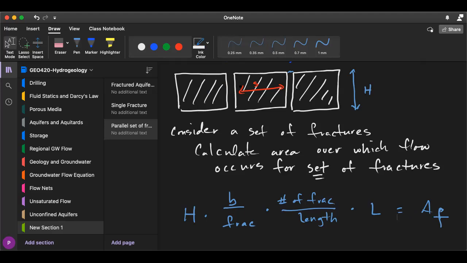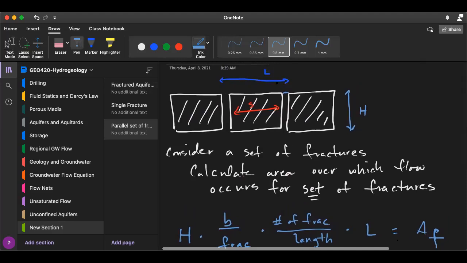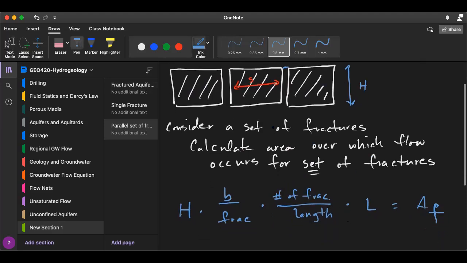Okay. Sorry, is the length and the big L the same? They're not the same. L is a measurement here. L is this distance. This is per unit length.